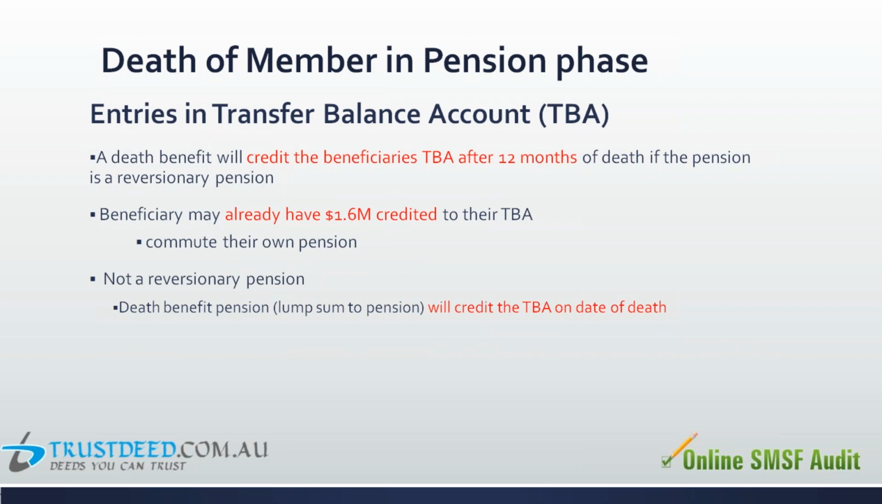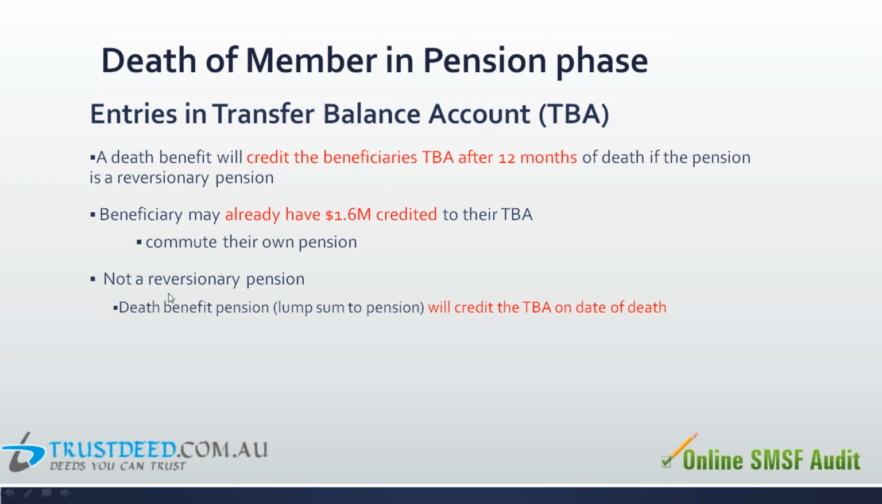Now, when a member dies in pension phase, entries have to be made in the transfer balance account, and it will create a credit. So the husband dies, the money goes to the wife, and when a reversionary pension goes to the wife, it will credit the transfer balance account of the wife. But if it is an automatic reversionary pension, that means the pension agreement mentions that it will be reverted, then the credit to the beneficiary's transfer balance account is after 12 months.